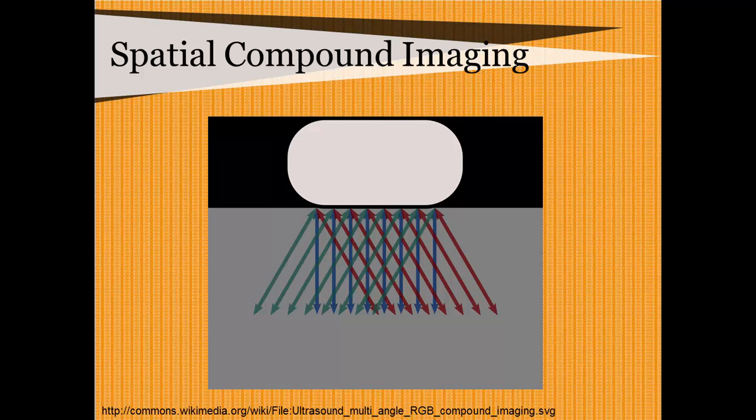So this is what your beam would be doing. It's basically coming in at multiple angles instead of straight. And then it compounds that digitally, and you get a composite image, essentially. A clean image.